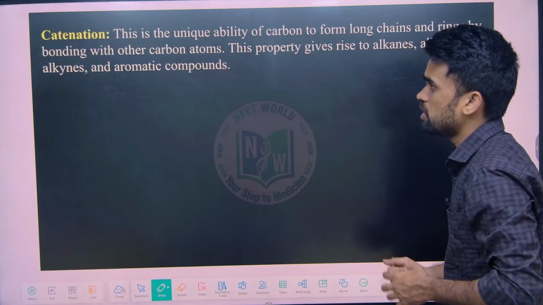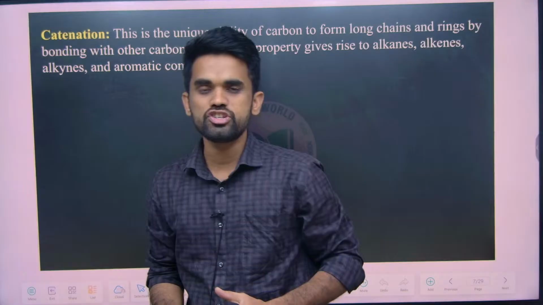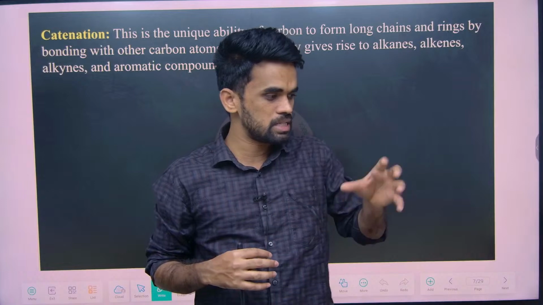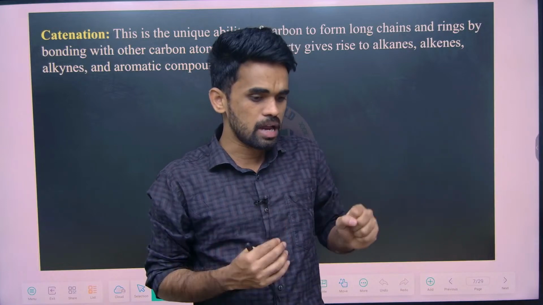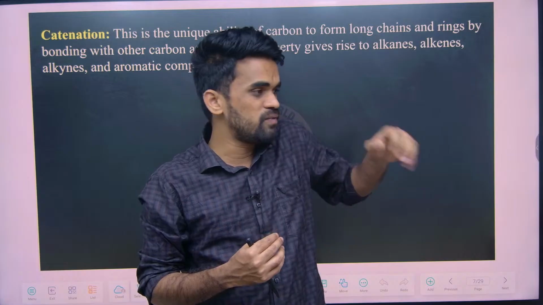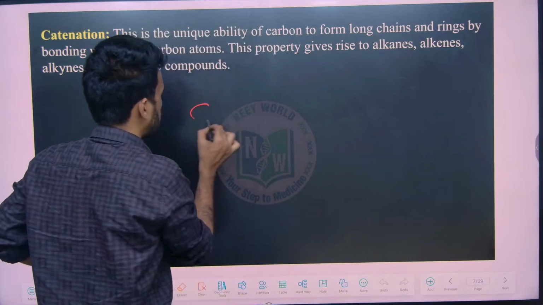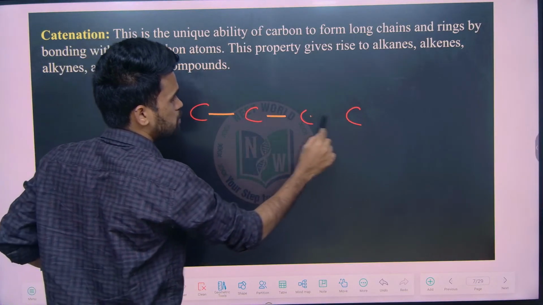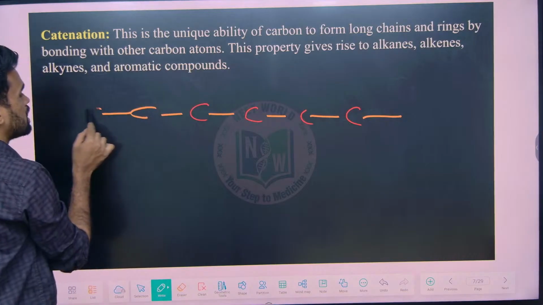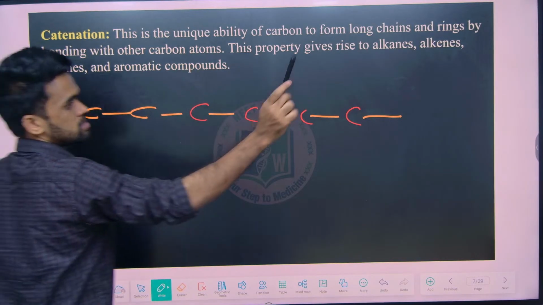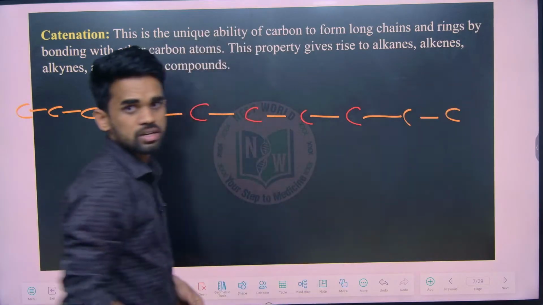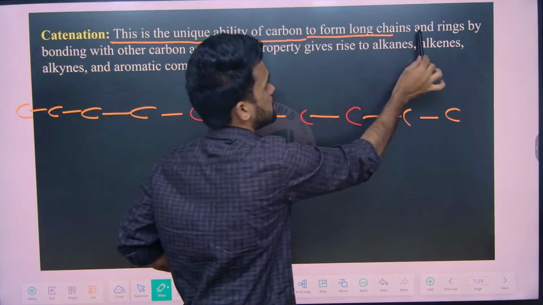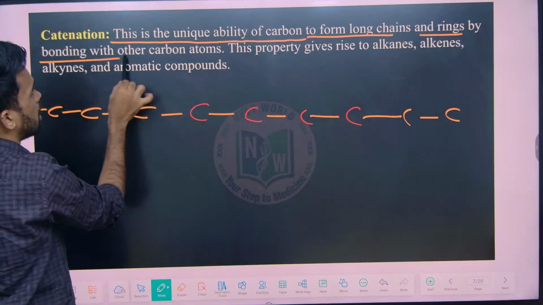Next, what about the catenation property? Catenation is nothing but a self-linkage property. If there are carbon atoms like this, a carbon has the ability to form self-linkages with itself: one carbon, two carbon, three carbon, four carbon, and so on. They have self-linkage properties like this, which means they can make a very large number of sizes. This is a unique ability of carbon to form long chains and rings by bonding with other carbon atoms.